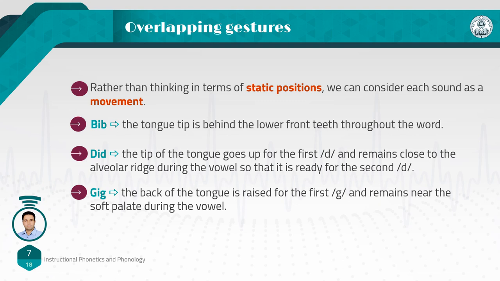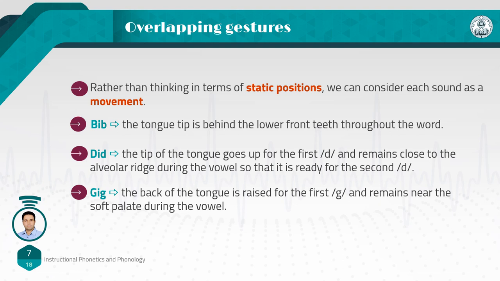In bib, the tongue tip is behind the lower front teeth throughout the word. Try pronouncing it once for yourself. Bib. Where is the place of the tongue tip? It is behind the front teeth throughout the word.